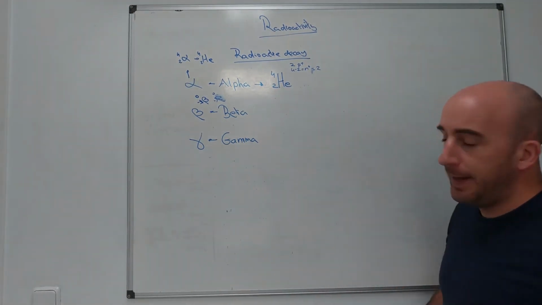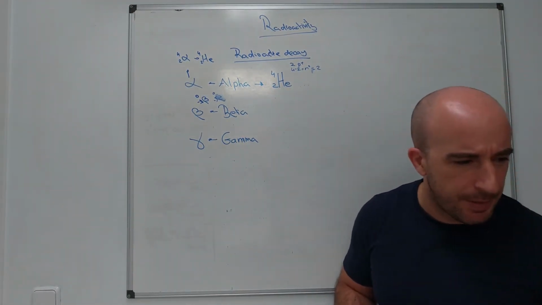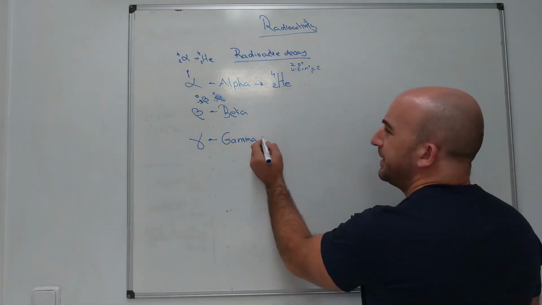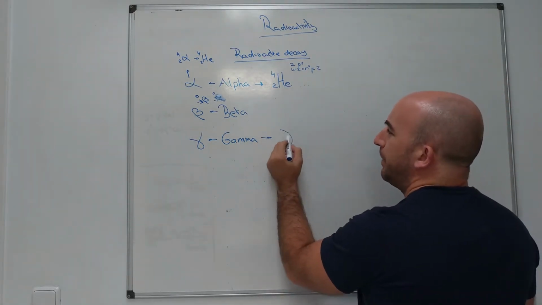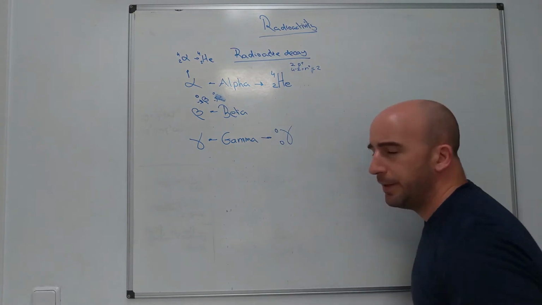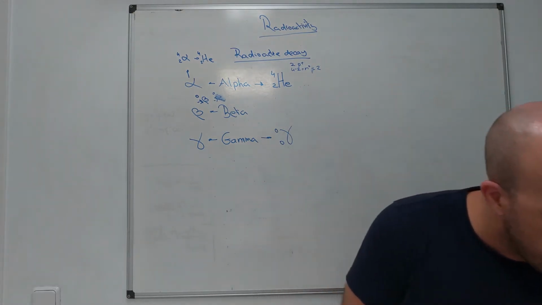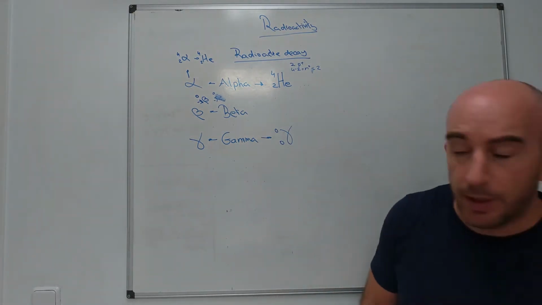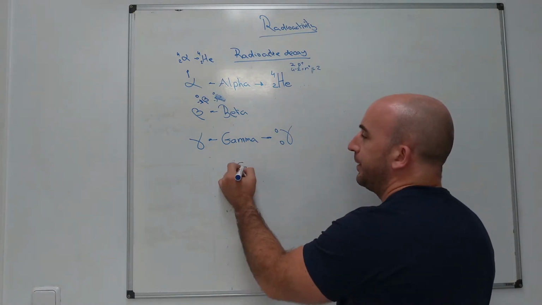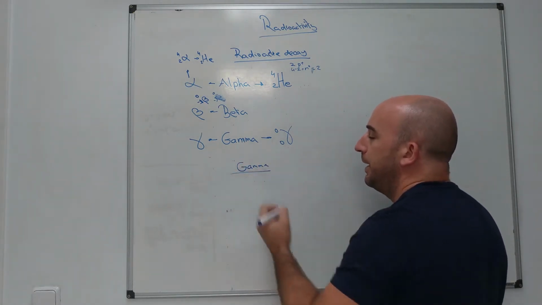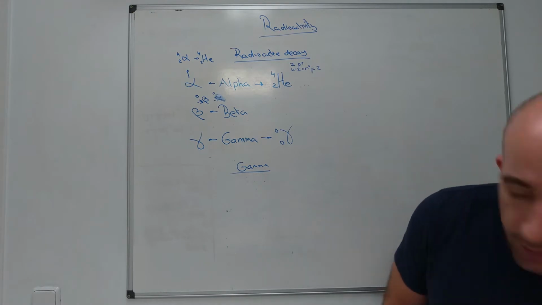Okay, so gamma. What is a gamma particle? A gamma particle is basically a photon. So a gamma particle has no charge and no mass. Okay, and they normally don't happen. The decay doesn't happen individually. It happens with other decays.